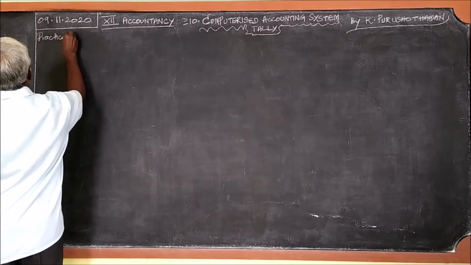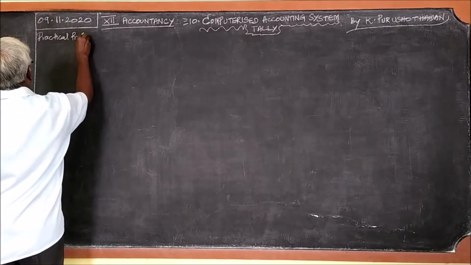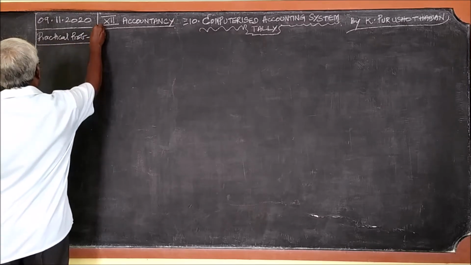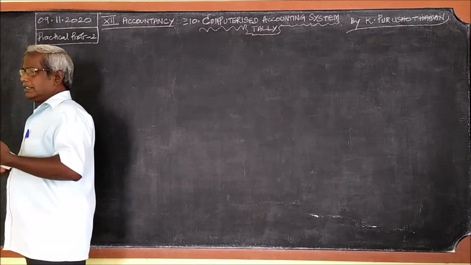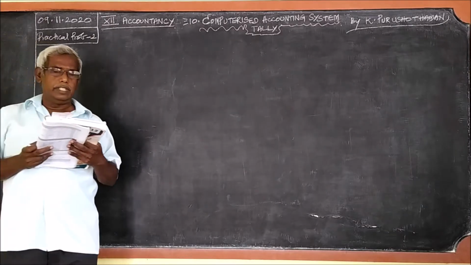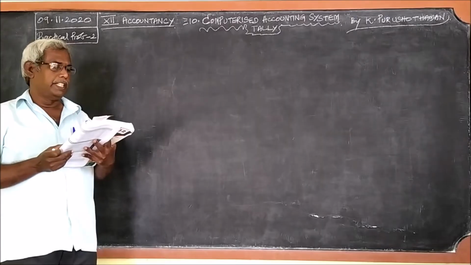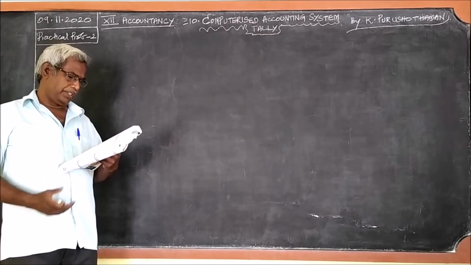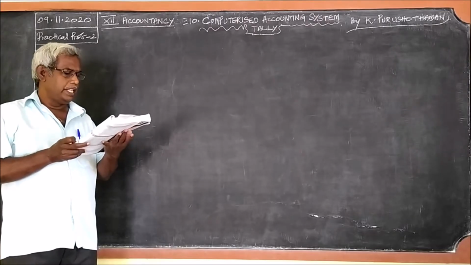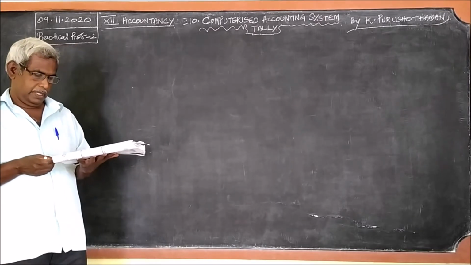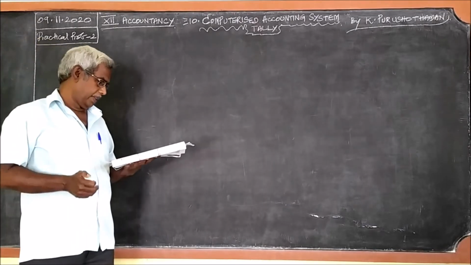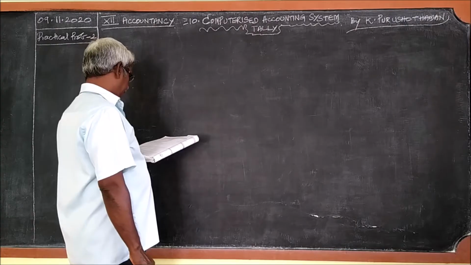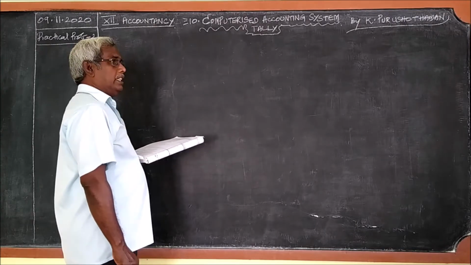The practical problem 1 we have seen already. Now we are going to see practical problem 2. What is given? There is a balance sheet given. Under it, there are some transactions which took place during the year is also given. And for that, there are some steps which should be followed. What is the question actually?